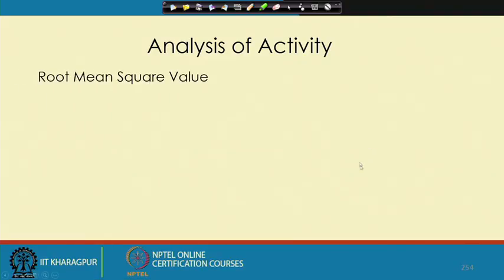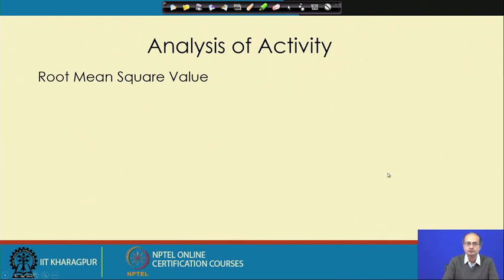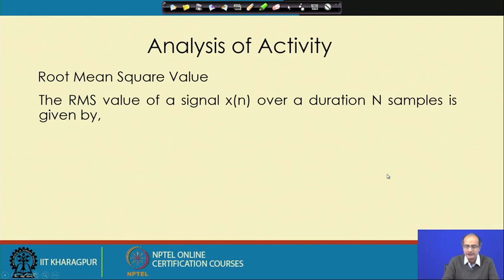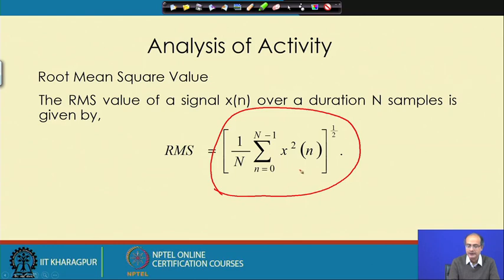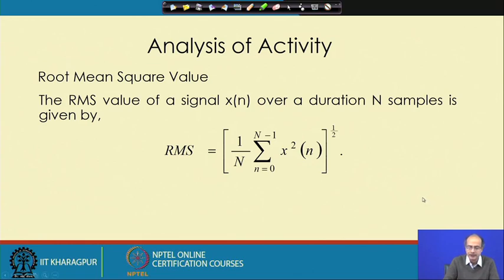So, now in this session we will go for analysis of activity, and as a part of it first we will look for the root mean square value. Root mean square value can give us a notion of the energy of that signal. So, if we have a signal x[n] and we have N samples of it, that root mean square can be given by this formula: we can compute the RMS value as the square root of the average of the individual instantaneous energies of all those instances. Okay. This is the formula that can help us to get the RMS value.